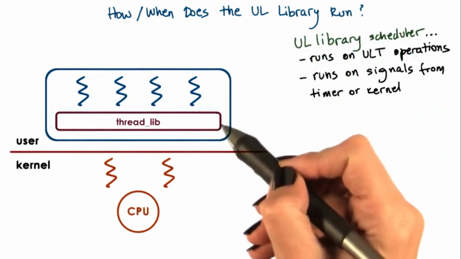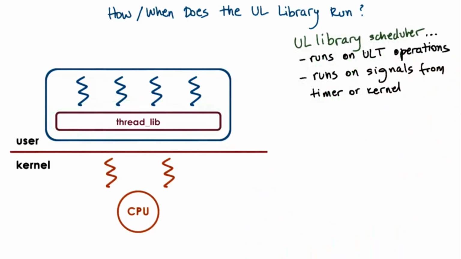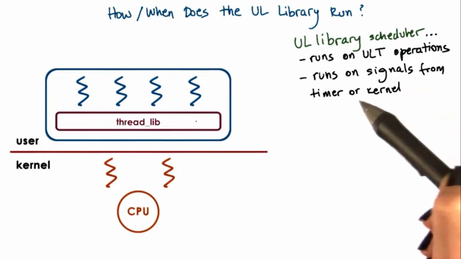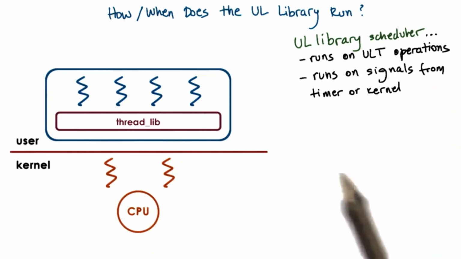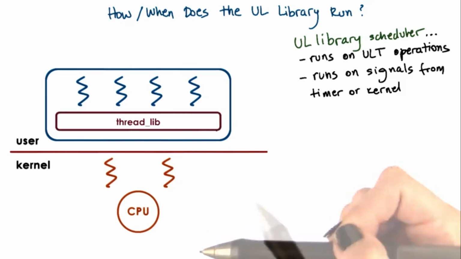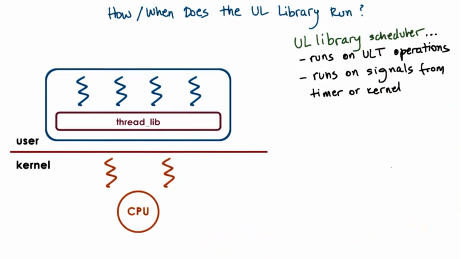In addition to being invoked on certain operations that are triggered by the user-level threads, the library scheduler is also triggered in response to certain events, certain signals that come either from a timer or directly from the kernel. The next morsel should give you an illustration of these interactions.